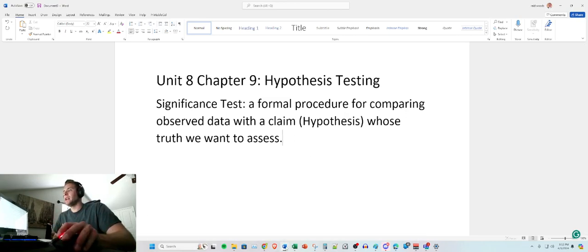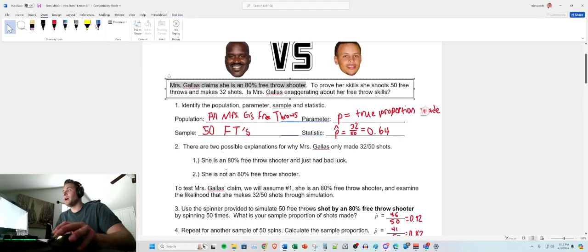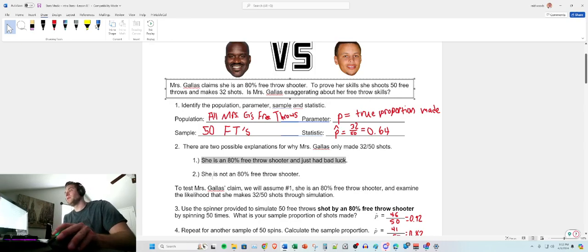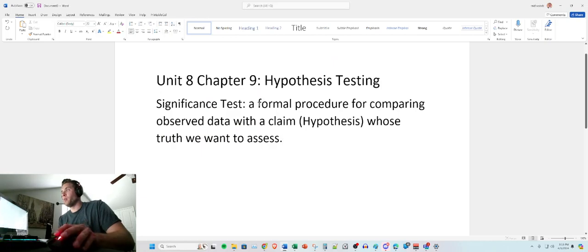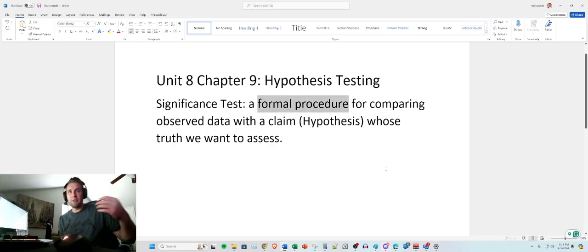I like how this worksheet broke it down into two options. She is an 80% free throw shooter and just had bad luck, or she's not an 80% free throw shooter. That's a very practical way of talking about it. Now, the formal part of this, when it says we want a formal procedure, obviously we don't want to just sit and guess, is it good enough? Yesterday we broke it down to a percentage, which we're going to talk about a little bit today.